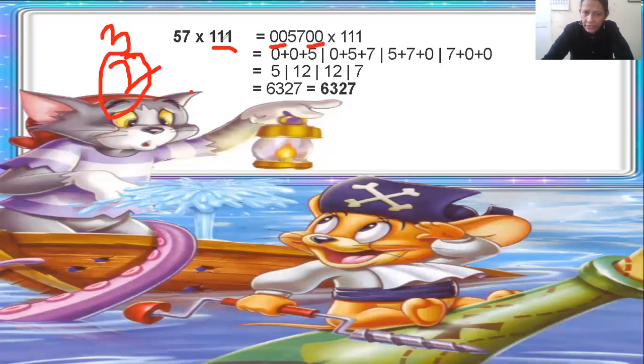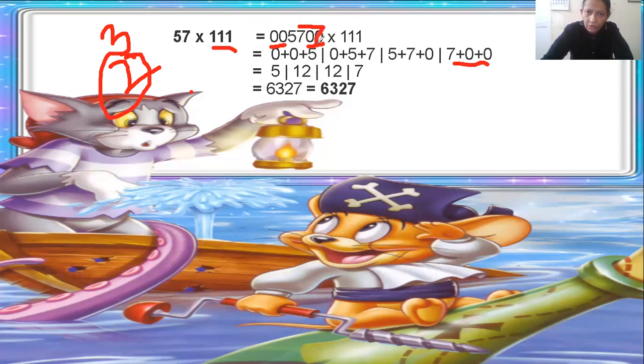Now you see 3 1s are here. So at a time you have to add 3 numbers. You look here, these are the 3 numbers: 7 plus 0 plus 0. How did you get this? These are the first 3 numbers, 7, 0, 0. So I have written here 7 plus 0 plus 0. Put a slash. Now you have to take the next 3 numbers.